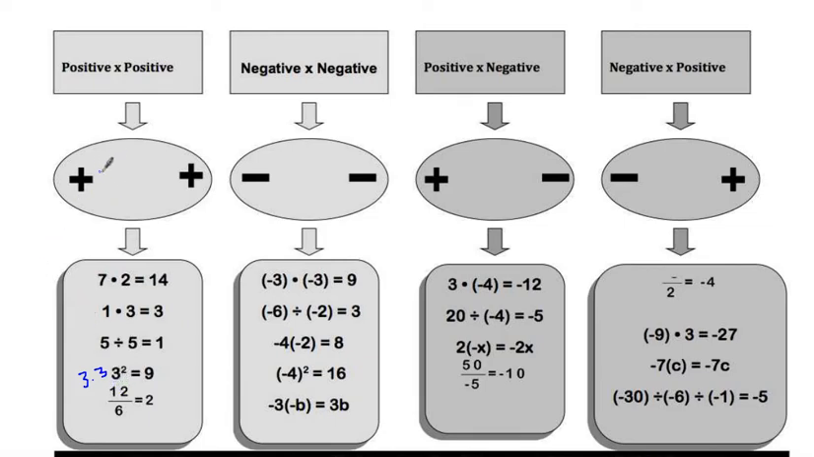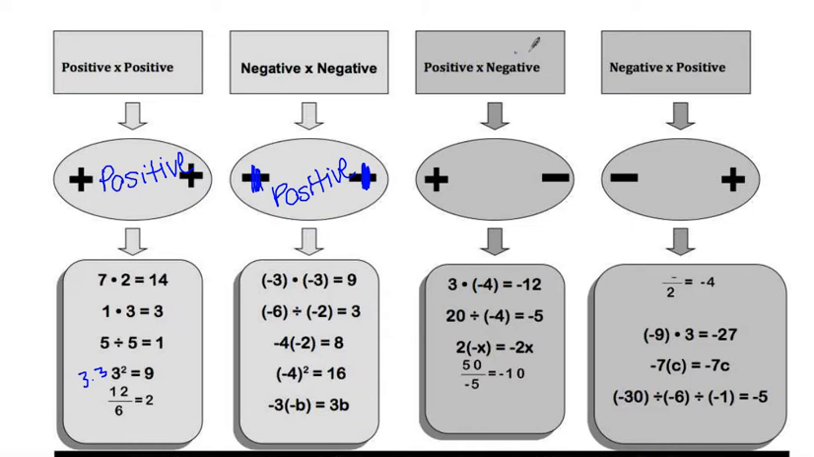A positive times a positive is always going to be a positive number. Now, a negative times a negative is also going to be a positive. These should be positives here. So a negative times a negative is a positive. So the answer should be positive there.